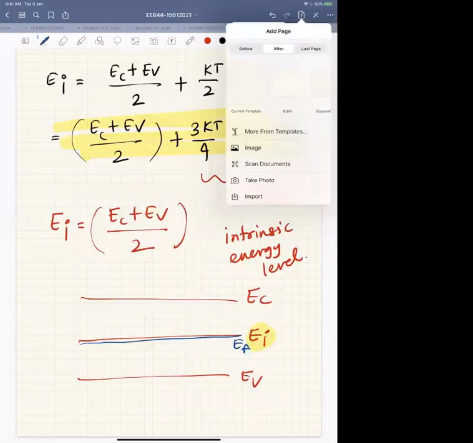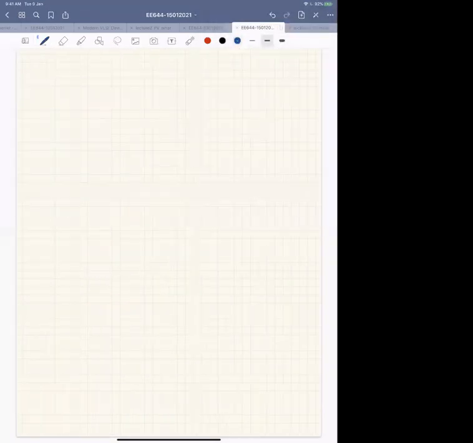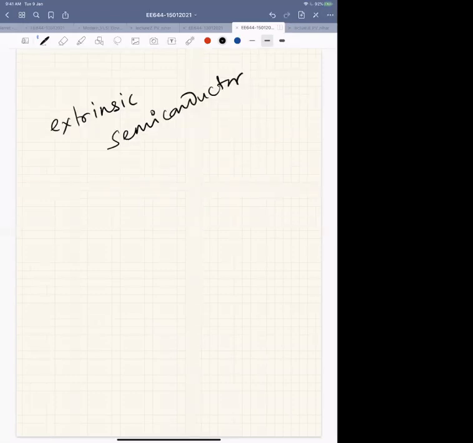Okay, so this is about intrinsic semiconductors, but we want to change the conductivity of the semiconductor because we want to use it in our devices. So we use the extrinsic semiconductor. I'll just quickly go through it. That means the semiconductor is doped: you take an intrinsic semiconductor and you can dope it N-type or P-type, right?